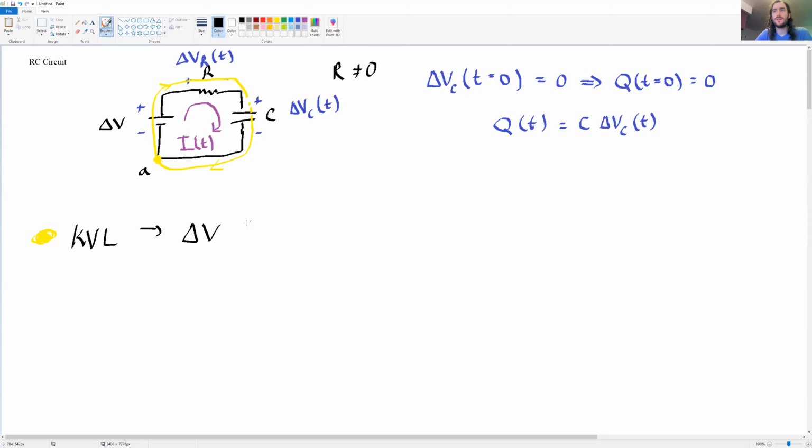Then I'm going to cross the resistor. Well, what's the potential difference on the resistor? It's delta V sub R. Okay, and it is a function of time, but let's leave that out for a second. And then I cross the capacitor, and the capacitor, again, the potential difference on the capacitor is delta V sub C, and it is a function of time. But let's ignore the time dependence here for a second.